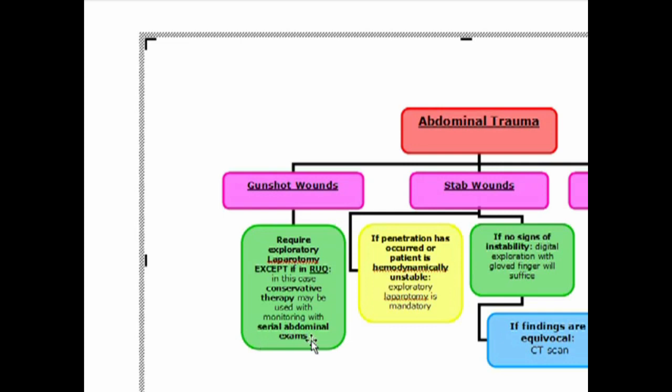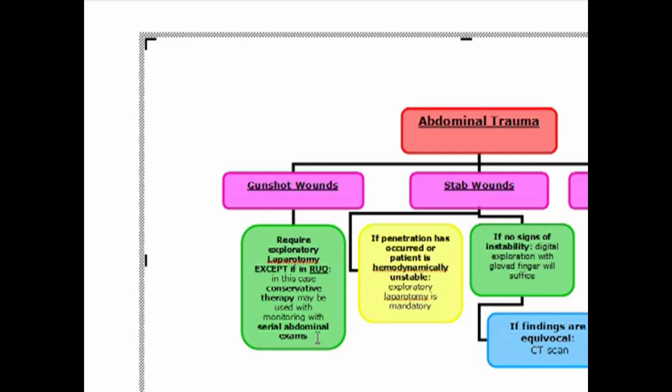So if a patient comes in with a gunshot wound to the right upper quadrant pain, are you going to laparotomy? No. You're going to go to serial abdominal exams. It's a common mistake students make on the test, so know it, okay? Gunshot wounds, most cases you go to exploratory laparotomy. If they're in the right upper quadrant, you're going to serial abdominal exams. They've asked it, and students commonly get it wrong.